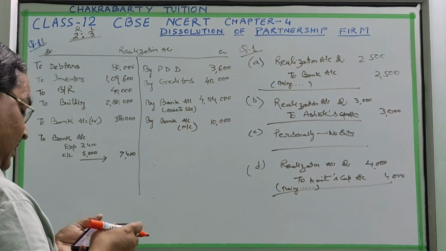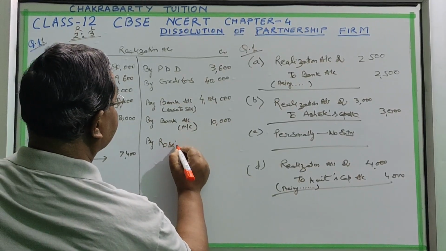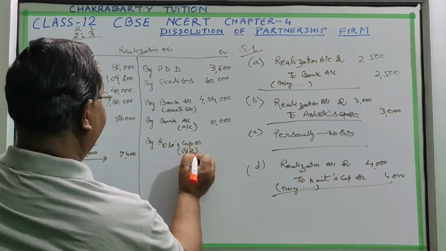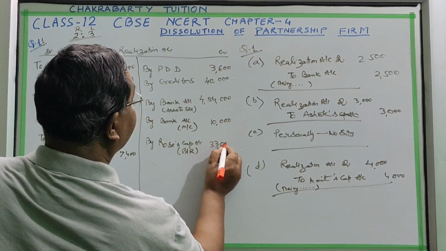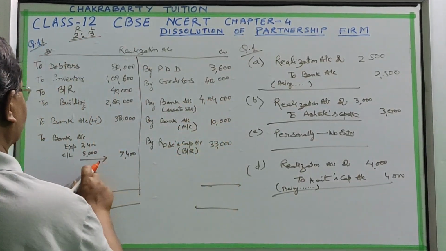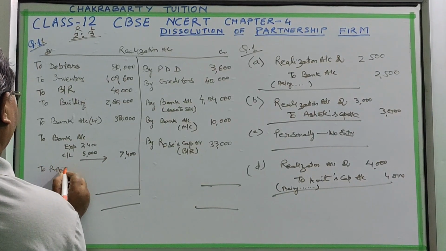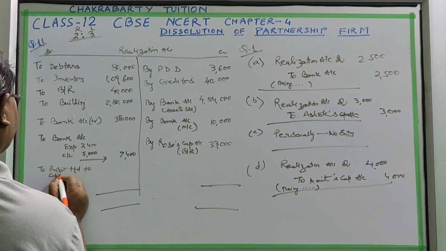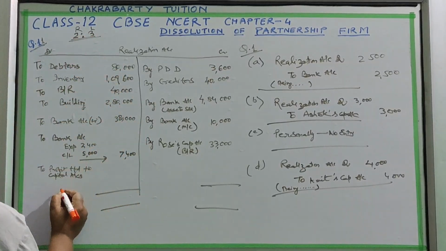PR was paid, taken by Ruby. So by Ruby's capital account, she has taken PR. Okay. So bills receivable at 33,000. Now what will happen? We will make a total and this side is higher. So here profit will come. So profit transferred to capital accounts. We will transfer to capital accounts of Ruby and Lily.